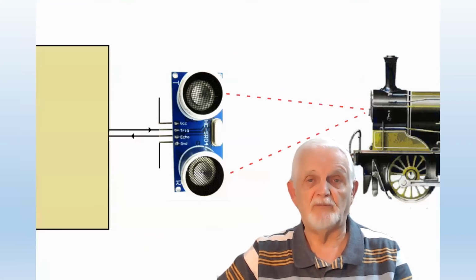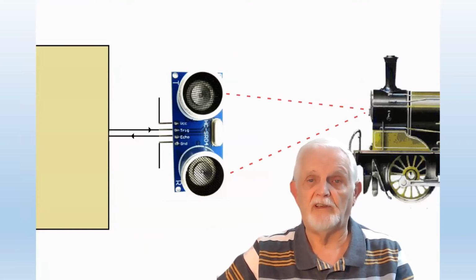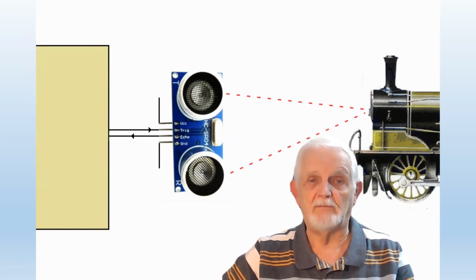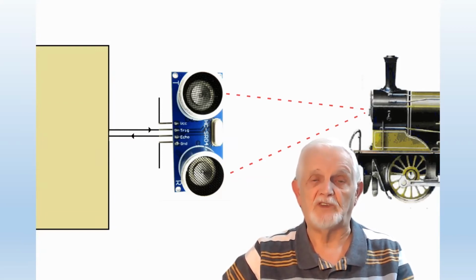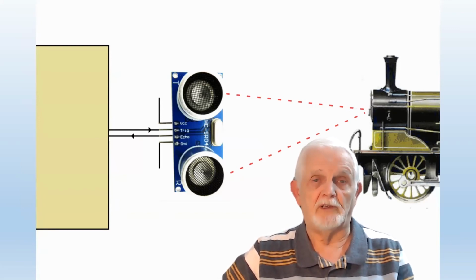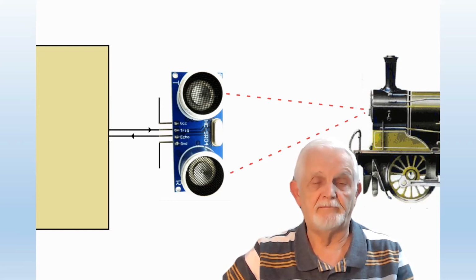It's the same principle as before, bouncing it off a loco as it approaches. You'll see a line there marked trigger, and that's what starts the transmission of the ultrasound. And then the echo is when it bounces back from the locomotive body.